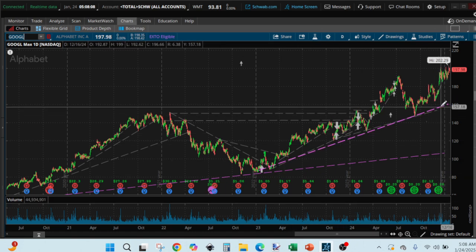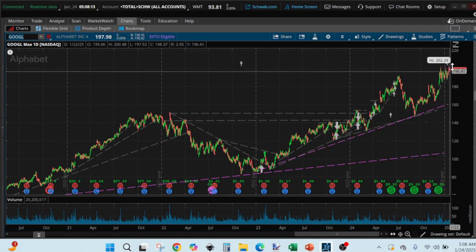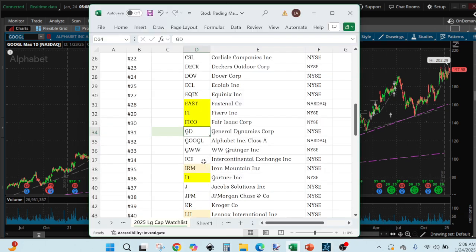So Google, we like to buy at either one of those trend lines, but right now it's going up. It reached a new high there during the week. The next one is GWW.